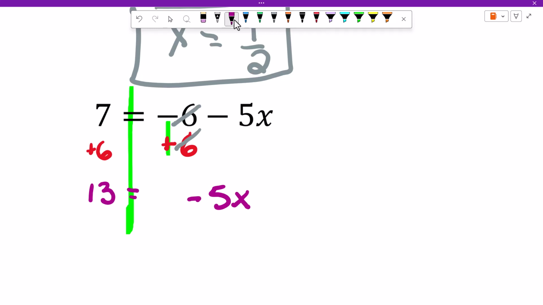Next up, we cover this up again. So we're always covering up this side. Okay, how do we get rid of that 5? Divide it. Because we're looking at the operation between the number and the letter. Between the number and the letter, it's a times. So the opposite of times is divide.